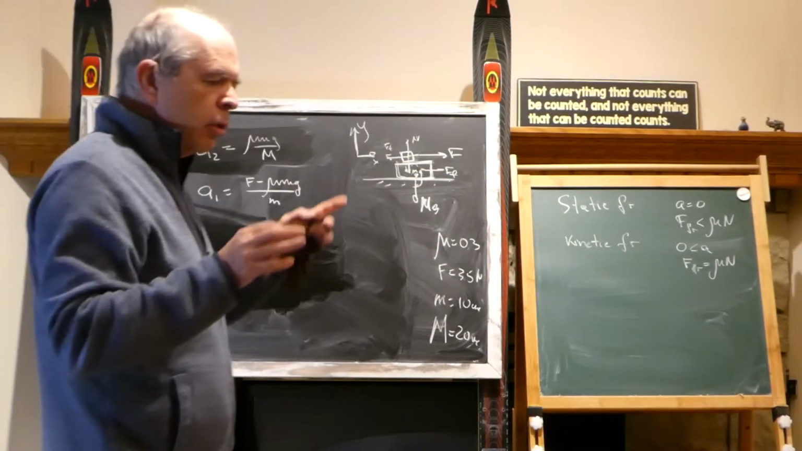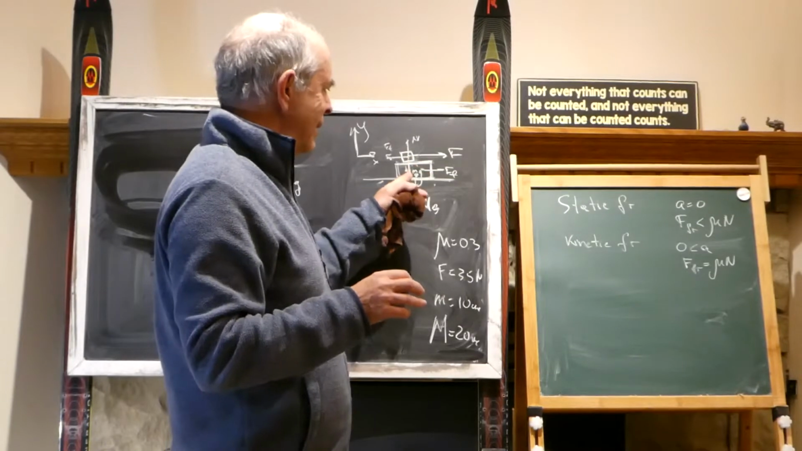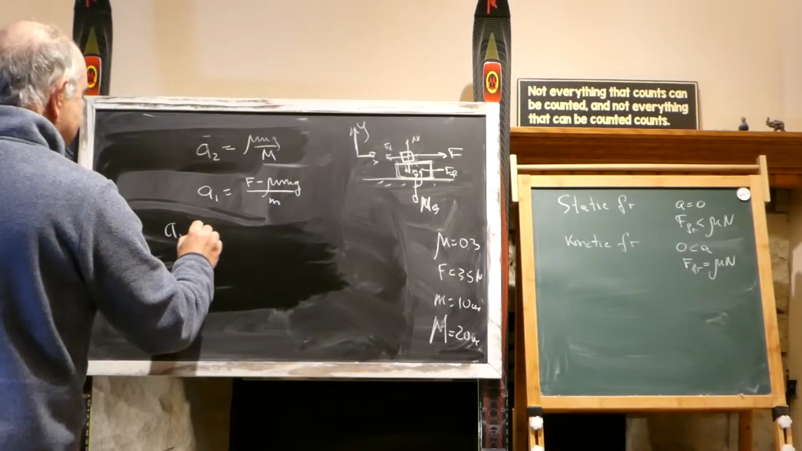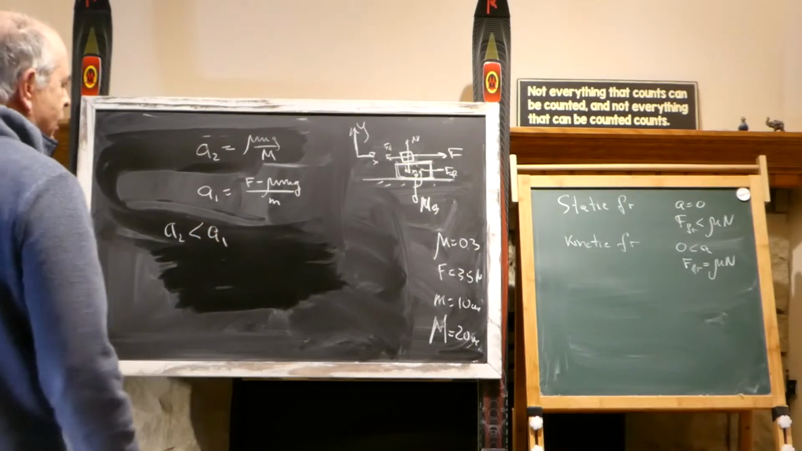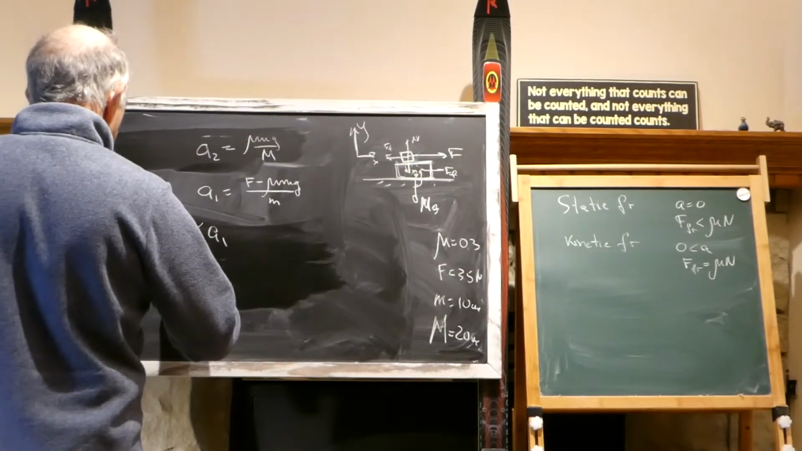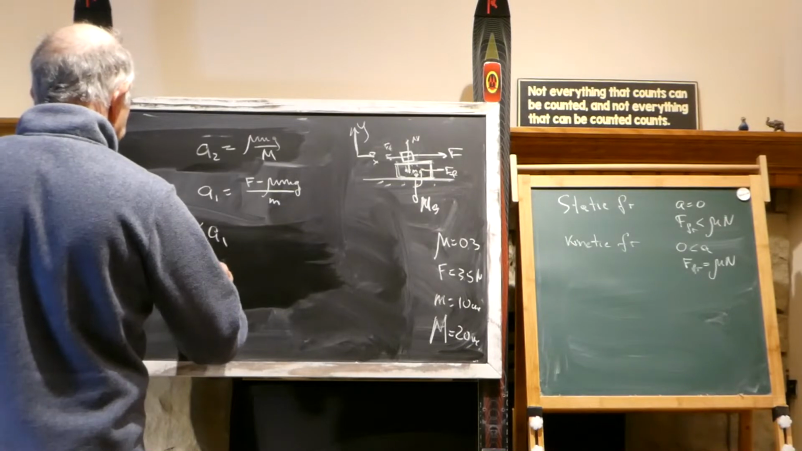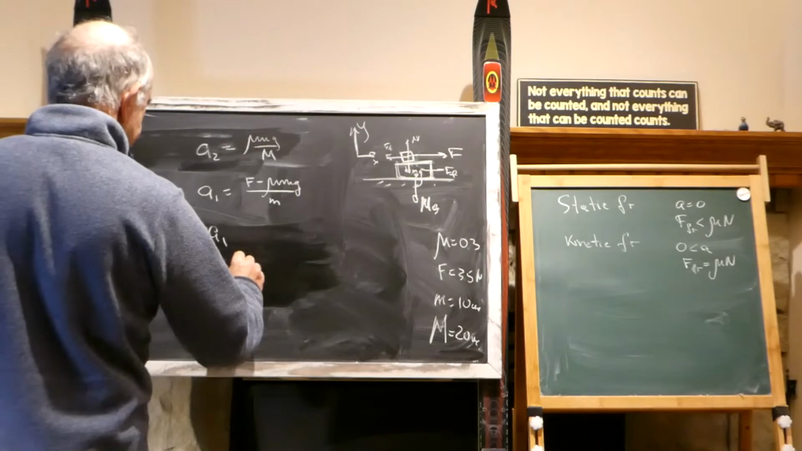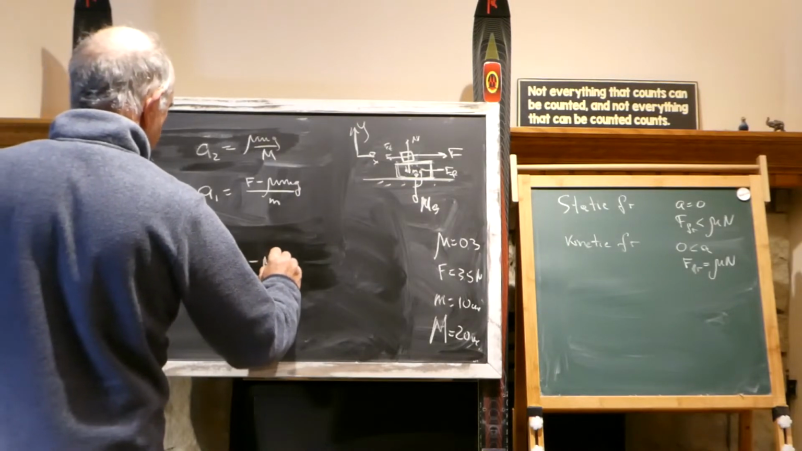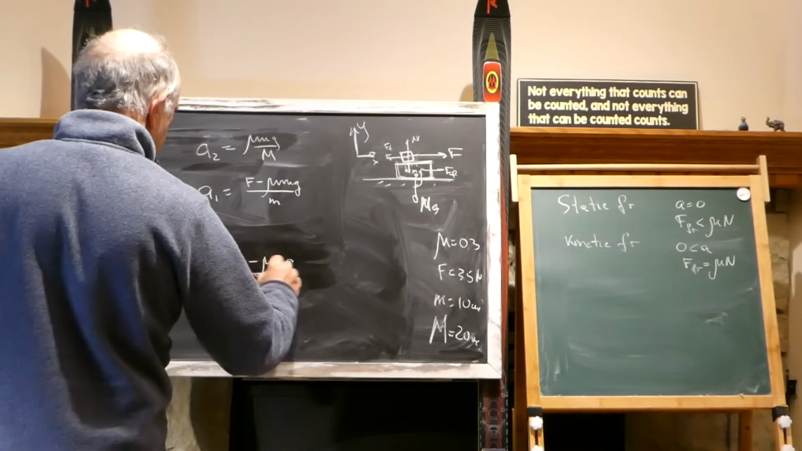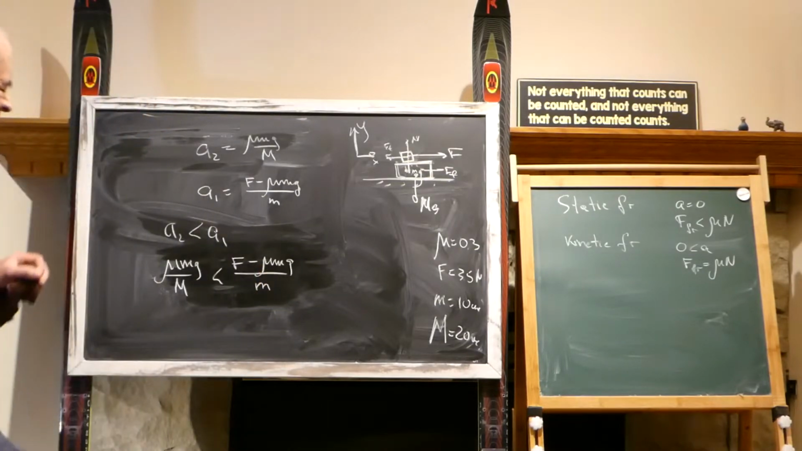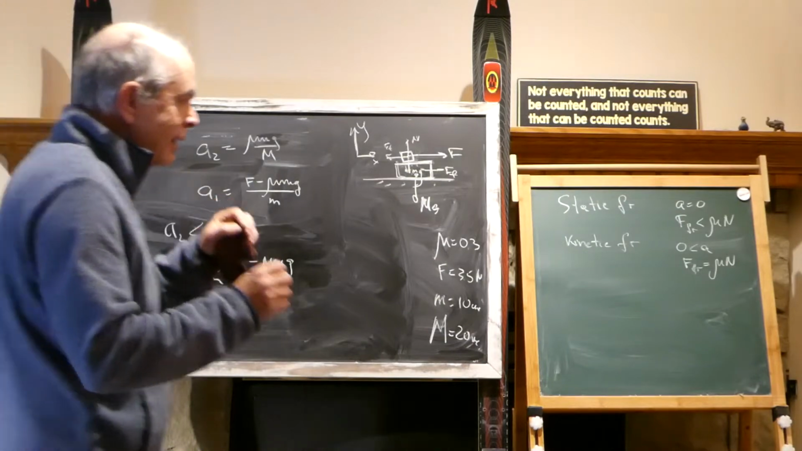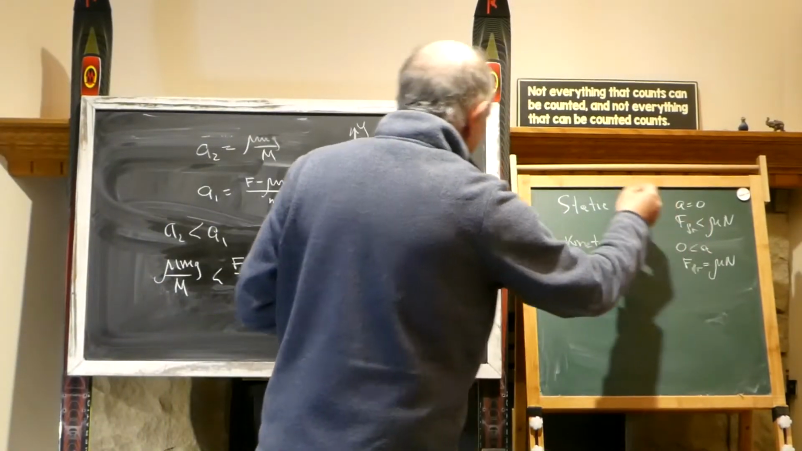And for me, in order to say that this body slides over this body, I have to say that a2 is less than a1. And I can say that mu mg divided over m is less than F minus mu mg divided over m. And let's check this little situation when they are equal.